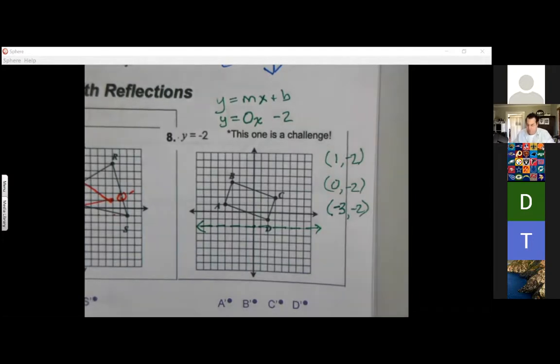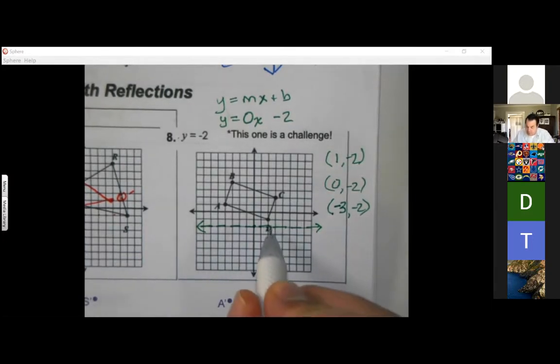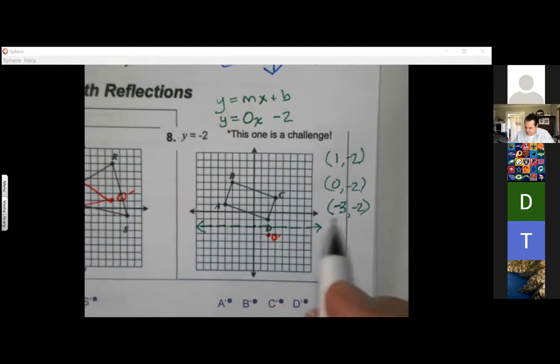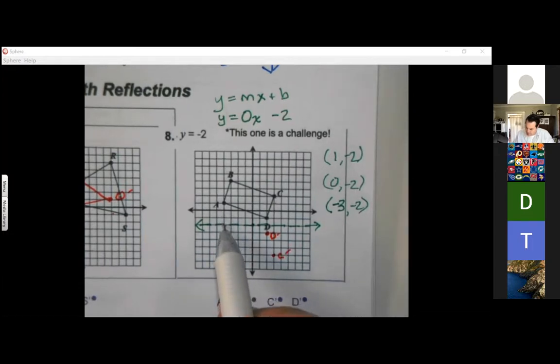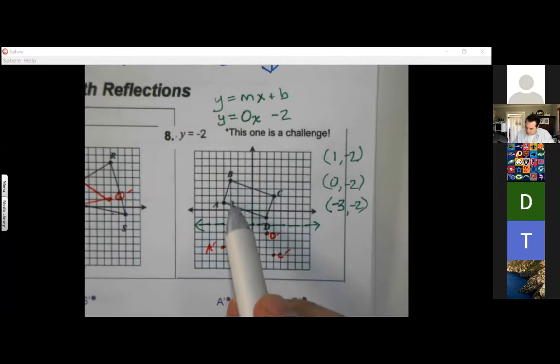So I've got that. I'm trying to do a reflection across that. So my point D up here is going to go towards that new line, the line of reflection, and then the same distance on the other side. C is going to go down 1, 2, 3, 4, and then 1, 2, 3, 4. A is going to go 1, 2, 3, 1, 2, 3. 1, 2, 3, 4, 1, 2, oops, 5, 6. And then I'll connect those.